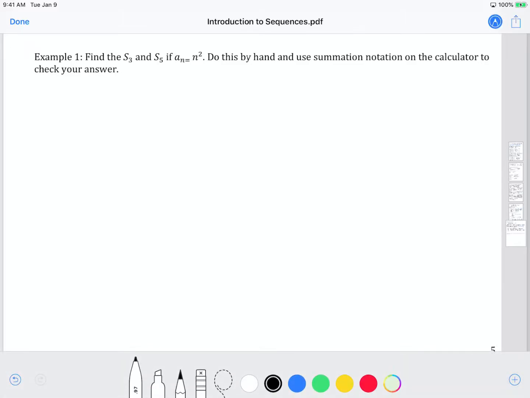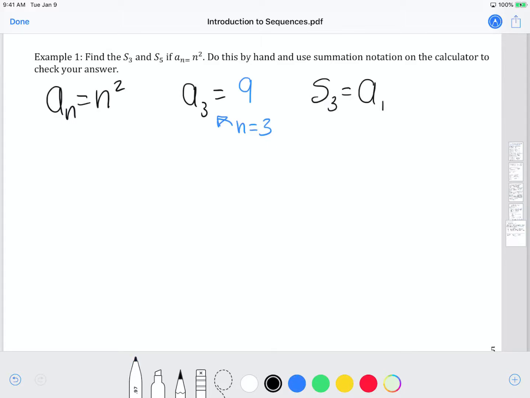We're going to find S3 and S5, given that AN, the sequence, is n squared. So AN is n squared. So if I wanted to find A3, that means that n is equal to 3, and I would plug in 3 into my sequence to find the third term. So if I plug in 3, that's going to give me 9. So this is the third term. That's A3.